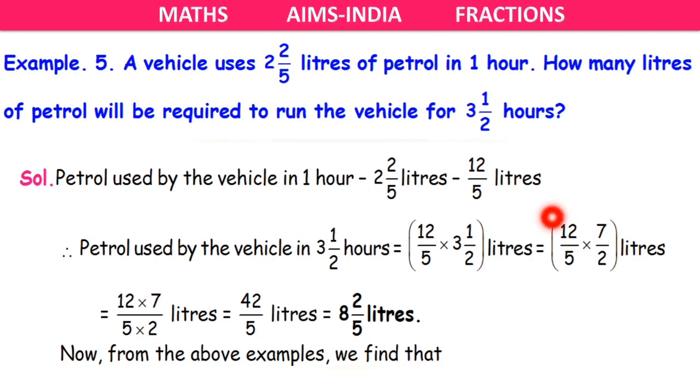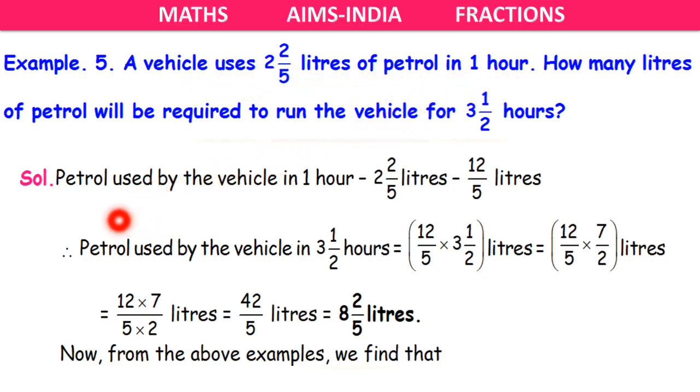Now moving on. A vehicle uses 2 by 5 liters of petrol in 1 hour. How many liters of petrol will be required to run the vehicle for 3.5 hours? Now this is a word problem here. What are they saying in the first sentence? That a vehicle uses 2 by 5 liters of petrol in 1 hour.